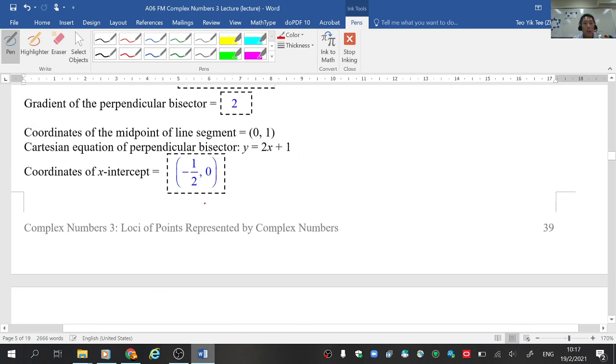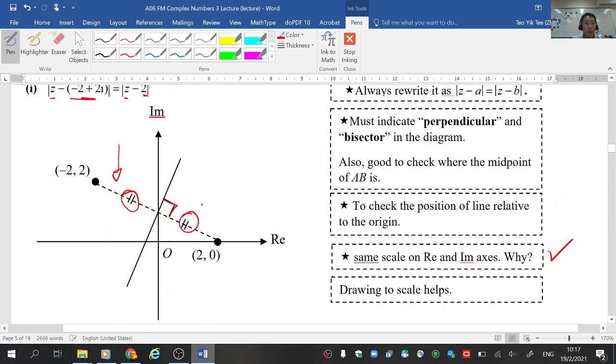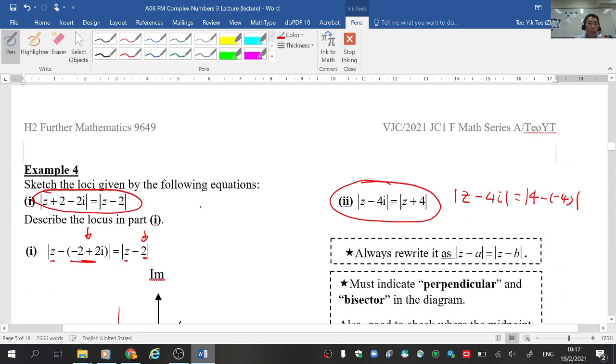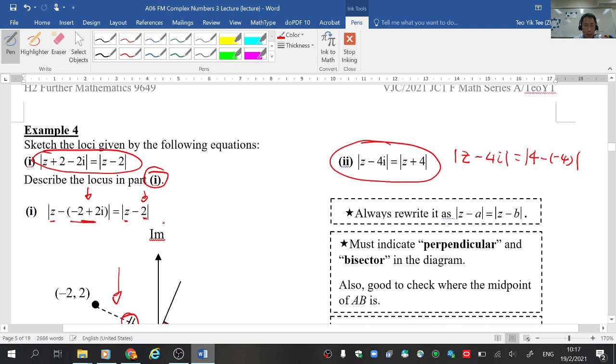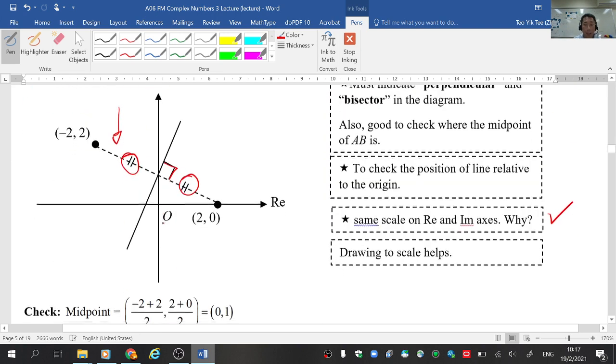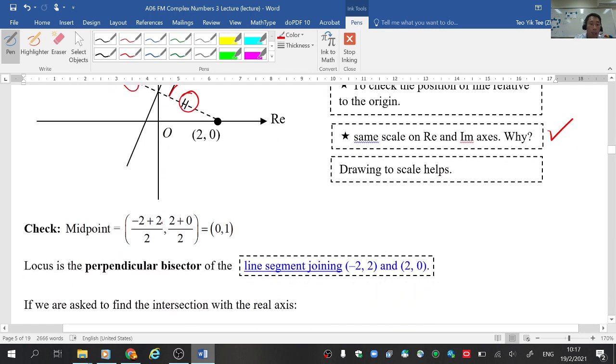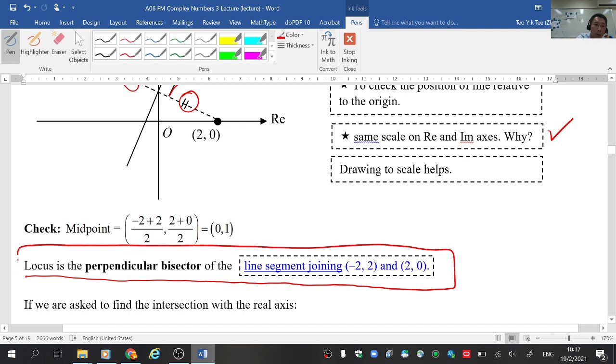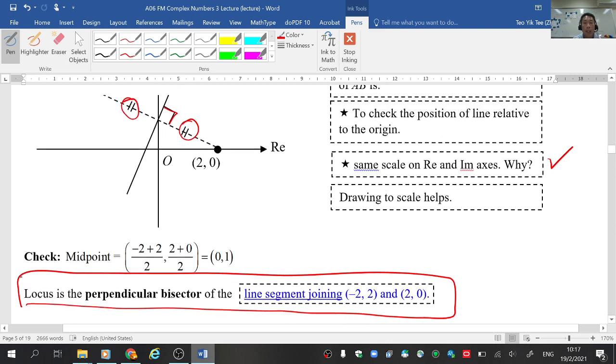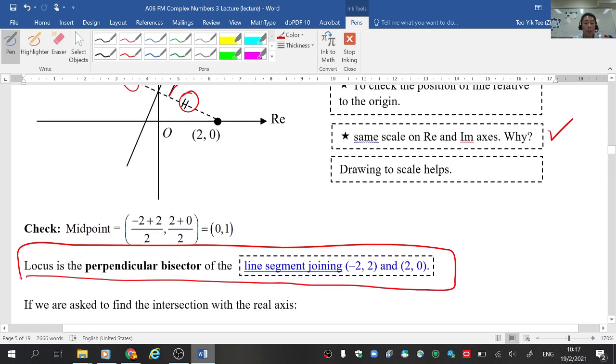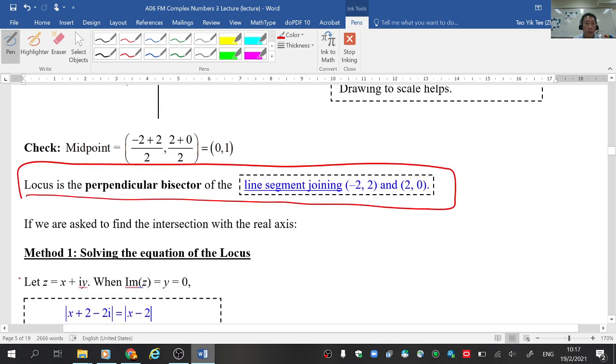Okay, so the next thing that the question asks for is to describe the locus in part 1. So again, what do I mean by description? You know that it's a perpendicular bisector, just say that it is the perpendicular bisector of the line segment joining -2, 2 and 2, 0. This is your description.